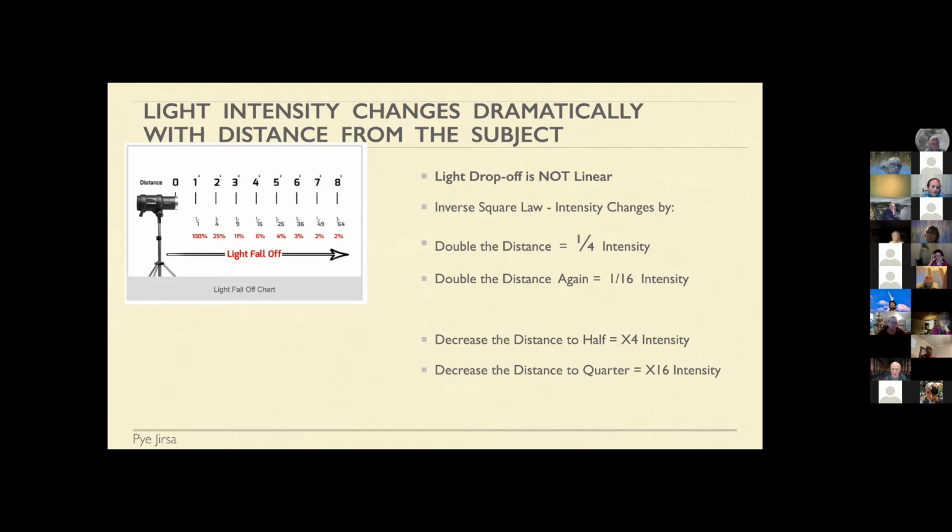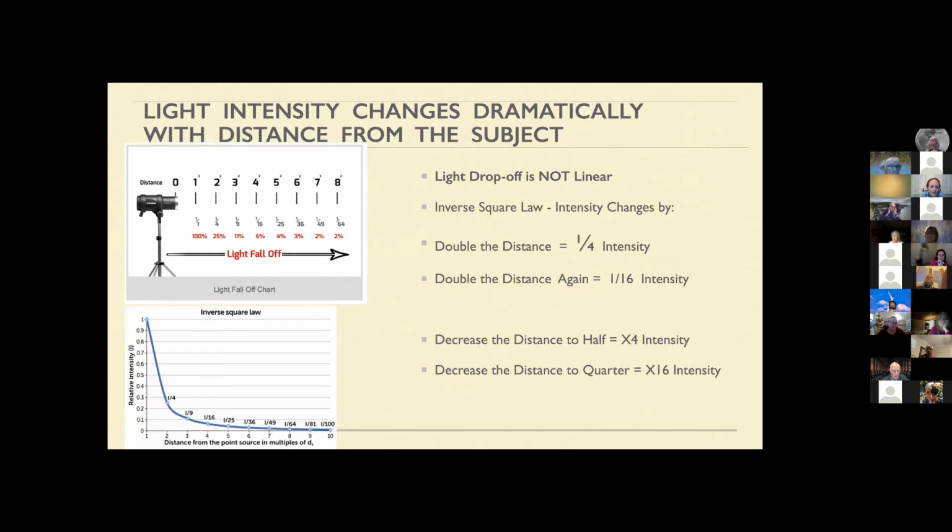If we double that distance to 4 feet, in fact, the intensity goes down to 1/16th. And if we move out to 8 feet, the intensity drops off to 1/64th. Now, on the other hand, as we move closer and double the distance, we go from 8 feet to 4 feet, the intensity of the light goes up 4 times. And if we move in again to 1/4 of the distance, the intensity of the light increases by 16 times.